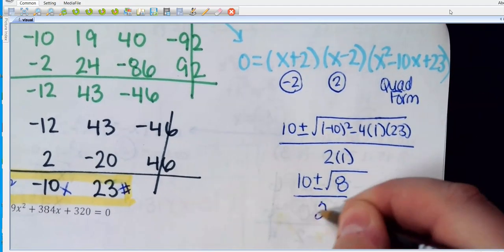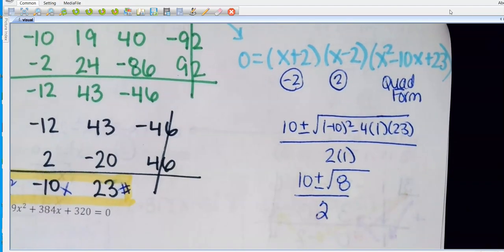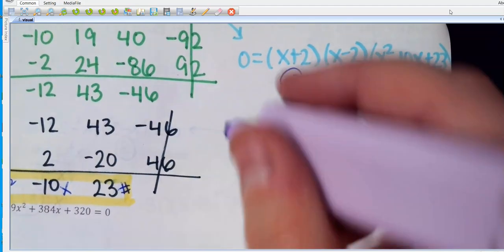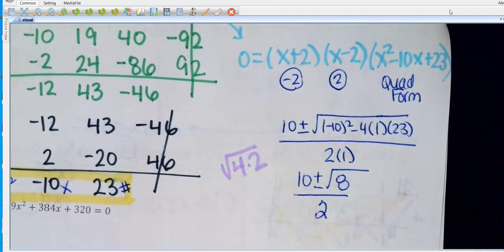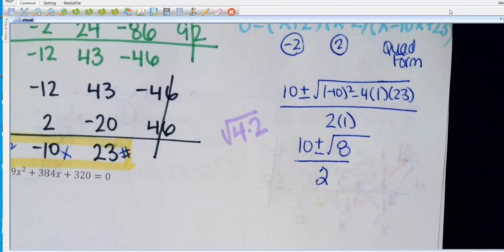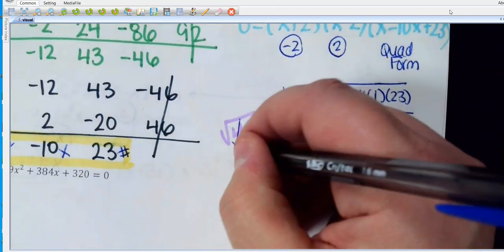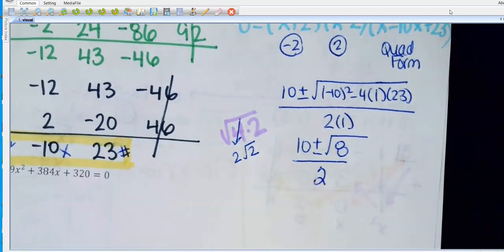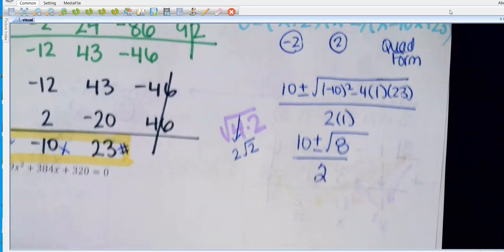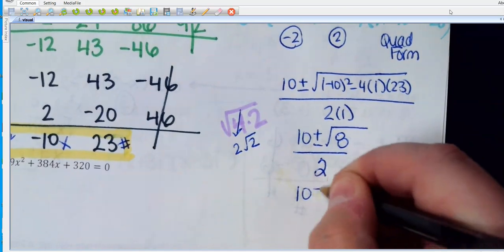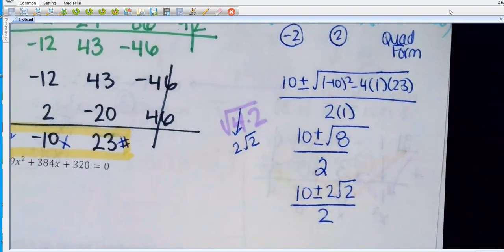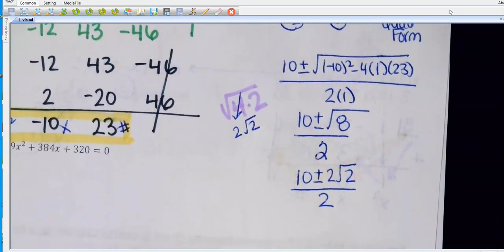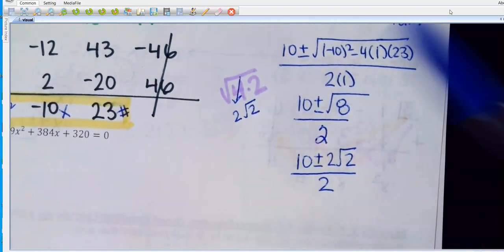So I'm going to break down the 8 real quick. 8 would be 4 times 2 if I was using my biggest perfect square, or if you want to use a factor tree, please feel free. You're going to take a 2 out in front, that's the square root of 4. So the square root of 8 would break down to be 2 roots of 2. So this would be 10 plus or minus 2 roots of 2, everybody over 2.